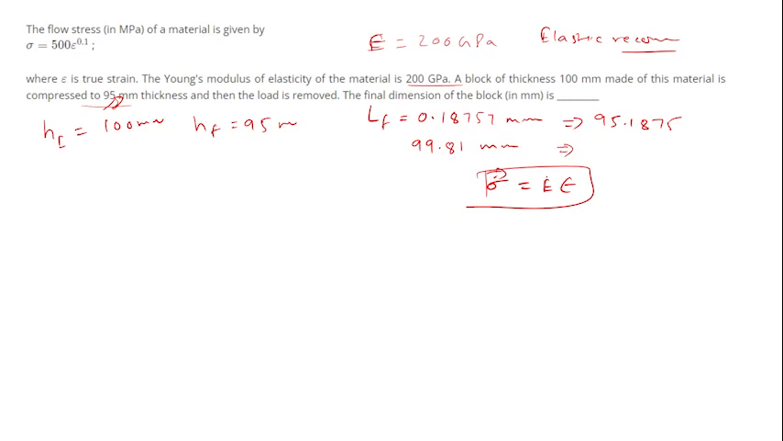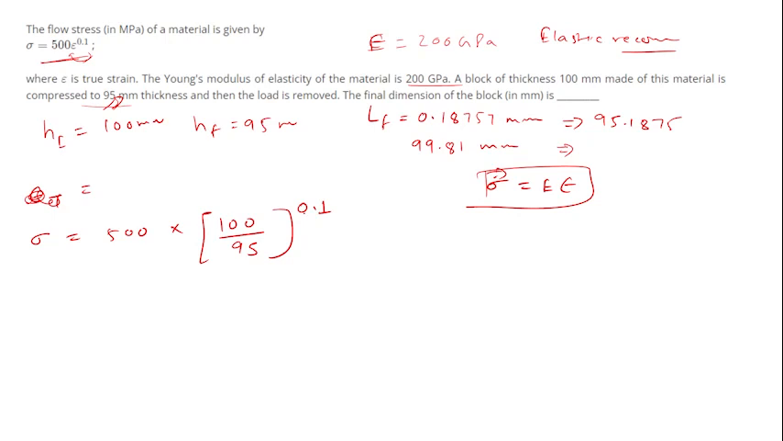Young's modulus is given, but we don't know how much stress has been applied, so we can get that from here. Here also, what do we need to find? We need to first find the true strain. So your true strain will be... okay. Let's fill the values in the formula. Sigma is equal to 500 multiplied by 100 divided by 95, into 0.1.